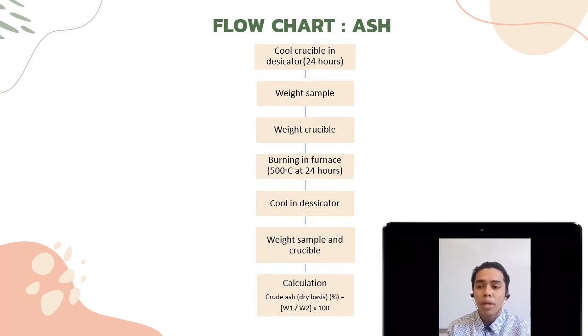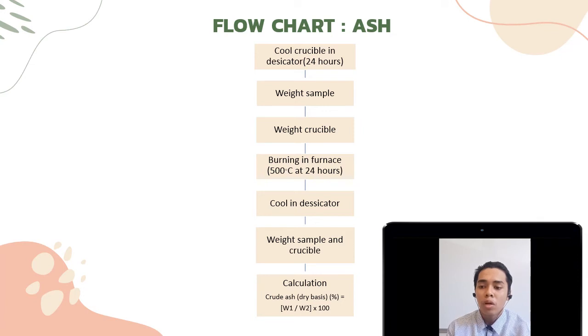Second and third, weigh the sample and weigh the crucible to avoid error in calculation. And burn in the furnace at 550 Celsius for 24 hours. The purpose is burning away organic content and leaving inorganic mineral. After that, we put it in the desiccator for 30 minutes. The purpose is to let the crucible cool before weighing, and because it is sealed to keep moist air from the outside getting inside. After that, we weigh the sample and crucible again.